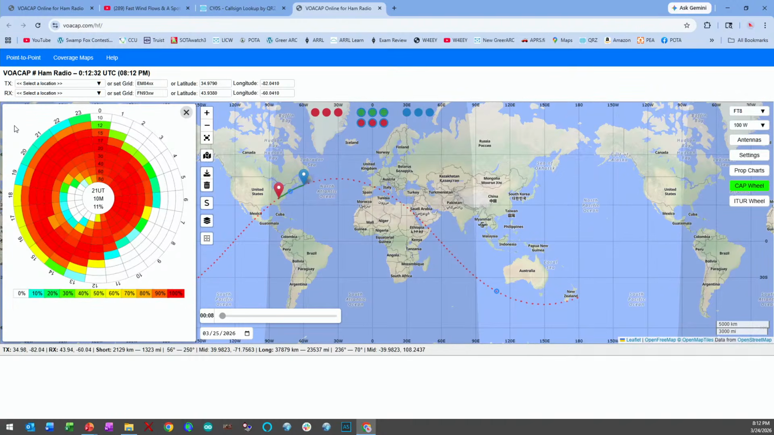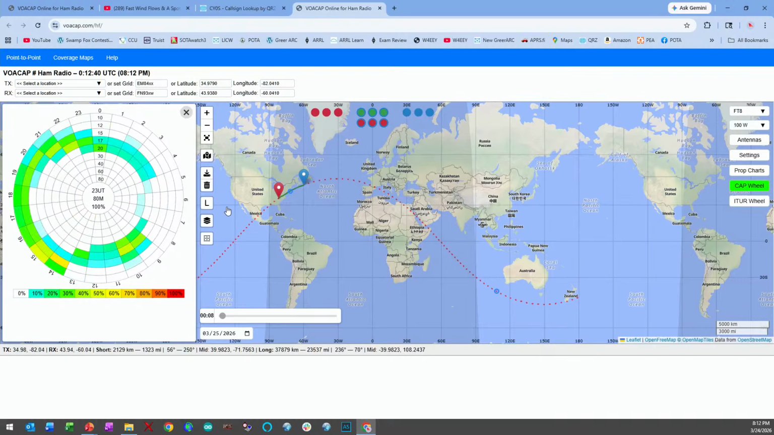Okay, let's try long path. Now this is short path, the S. I'm going to click S and turn it into an L. Wow, did you see all of the red disappear? What is the best opportunity that we would have? Well, the darkest color I can see here is this one. So on 12 meters at 1400 hours Zulu, I'd have a 25% chance of working them.